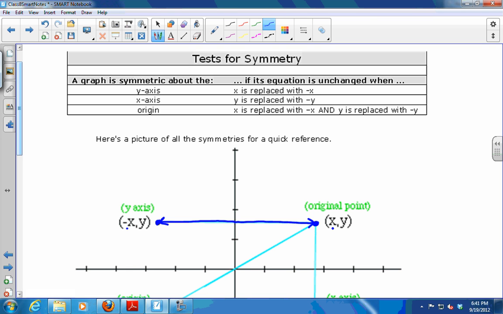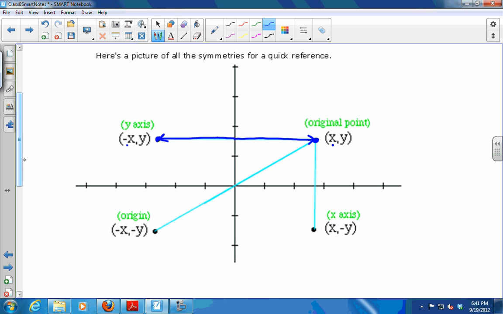Now, to test for x-axis symmetry, you replace y with a negative y, right? These 2 points are symmetric about the x-axis. And if you replace the y with a negative y, you should get the same x. This one's positive y, this one's negative y, but they're both the same x value because they both went over x, and then one went up y and one went down y.